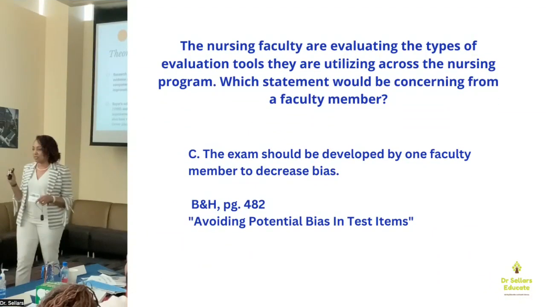All right, so let's take a look at our thought-provoking question. If you chose C, you are correct. The reason why this was the best answer, because again, we wanted to identify which statement would be concerning, is because according to page 482 as a reference, in order for us to avoid potential bias, we want to collaborate with faculty, right, to review the questions and to make sure the questions make sense, to make sure that the mapping is done correctly. So we actually want to improve the reliability of our exam by collaborating with our peer faculty.